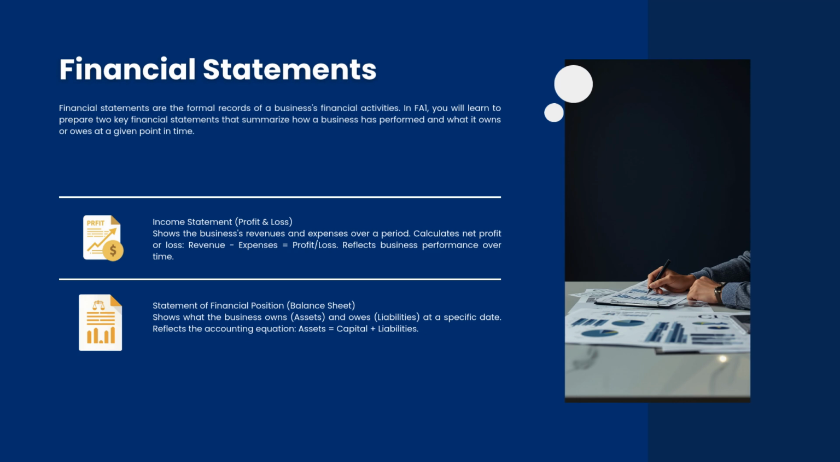And the second one is the statement of financial position. It simply shows what your financial status is. How much money do you owe? How much money do you have? Are you able to meet your obligations or not? So this was an overview of the paper FA1 and also an introduction.